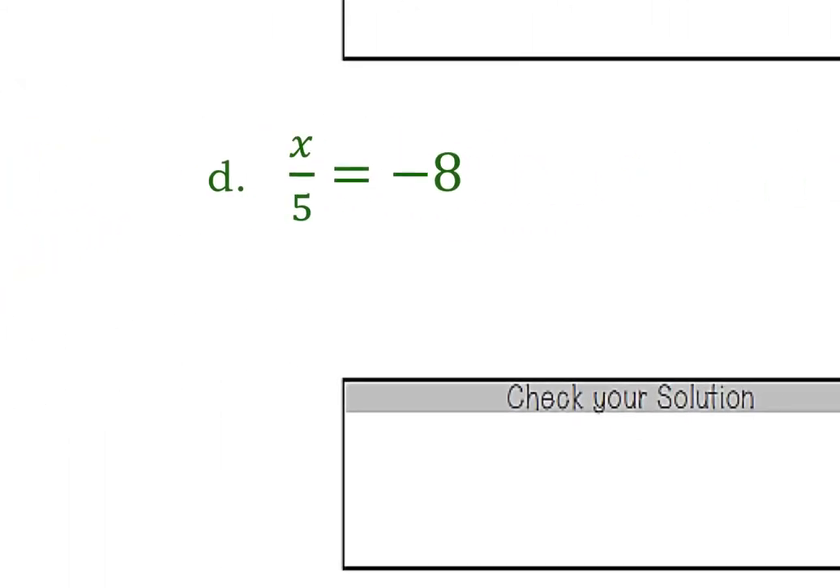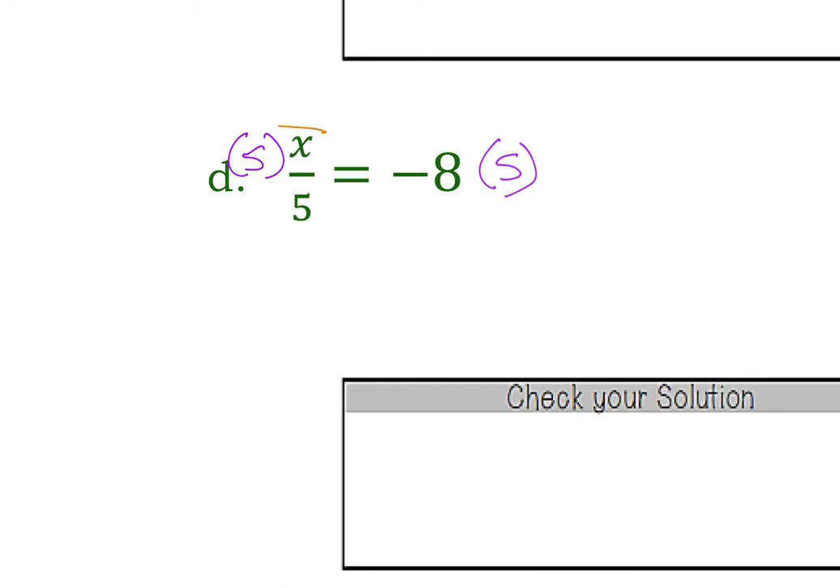Let's try D. This one, it's already set up. We don't have to rewrite it. X divided by 5. The opposite of dividing is to multiply. So multiply both sides by 5. Now, last period, I had somebody get really confused. We could just go straight from this step to the next one without doing one in between, but I'm going to do the one in between just so you understand why it's happening.